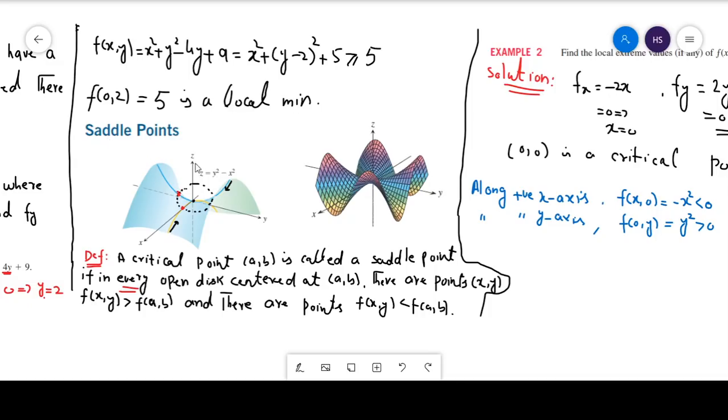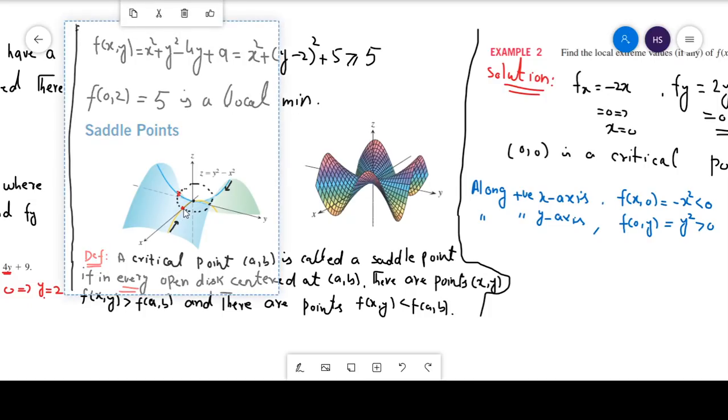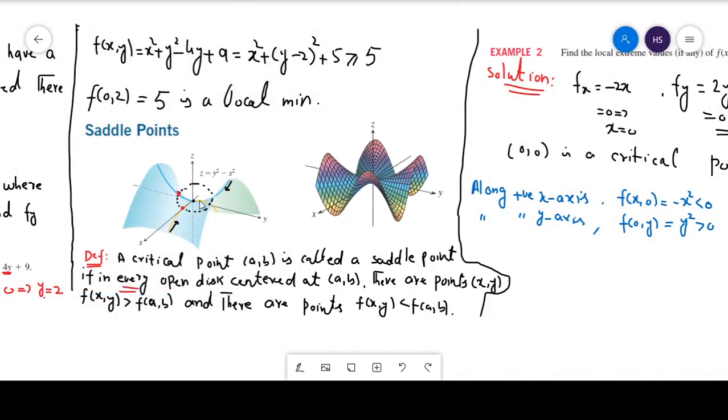So a saddle point, take an example as this is a hyperbolic paraboloid. If you travel along this blue parabola, this is a very low point, and if you travel along this yellow parabola, this looks like a mountain peak. That means that this is a saddle point. In other words, if you take a neighborhood of this point on the surface, there are some points whose functional value is greater than f of a b, where a b in this case is the origin, and there are points whose functional value is less than this point.